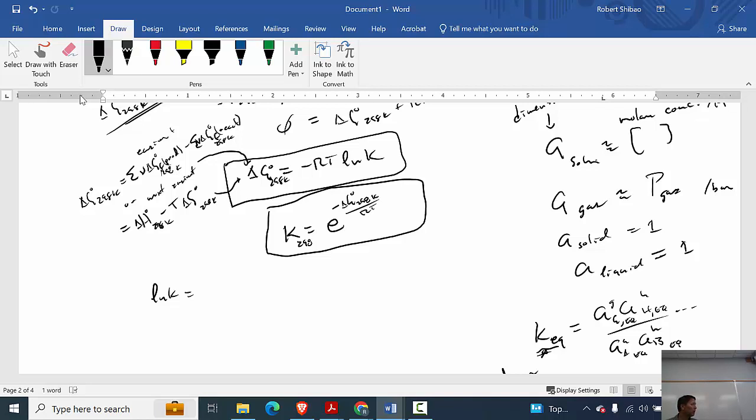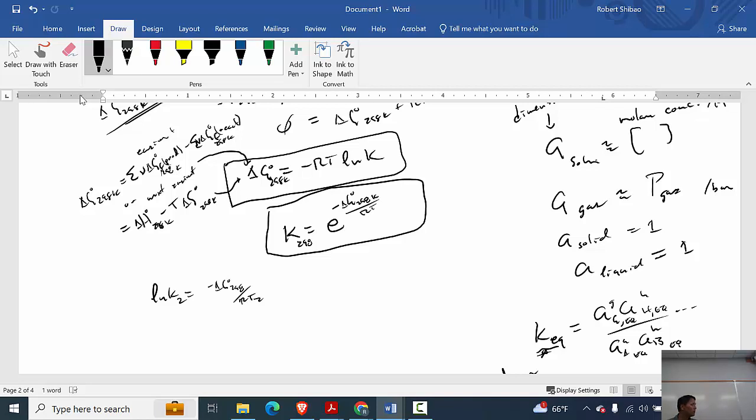I'm going to be quite fancy here. I'm going to do this. I'm going to say ln of k2 is equal to minus delta G naught at 298 over RT2. That's quite fancy.